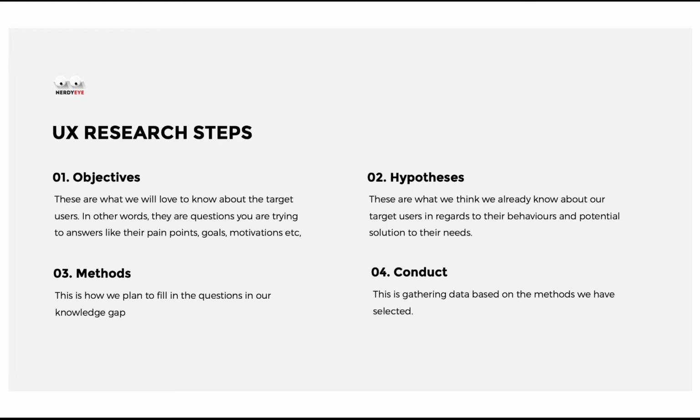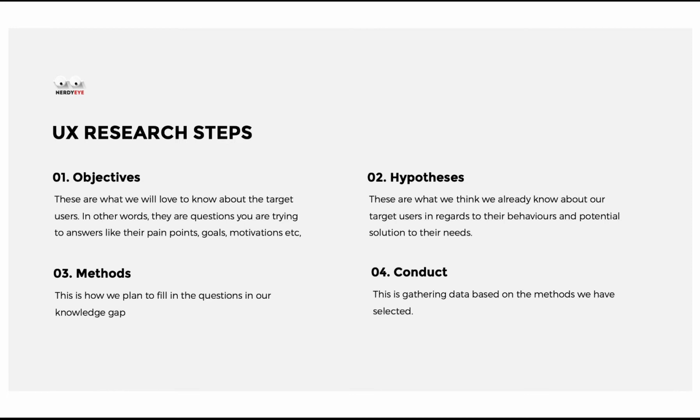So after you know that particular knowledge gap objective that you would love to answer, the next thing is you want to work on your hypothesis. Your hypothesis is you actually writing down what you think, what you already know about your target users in regards to their behaviors and potential solutions to their needs. So that's the hypothesis. The third one is the method.